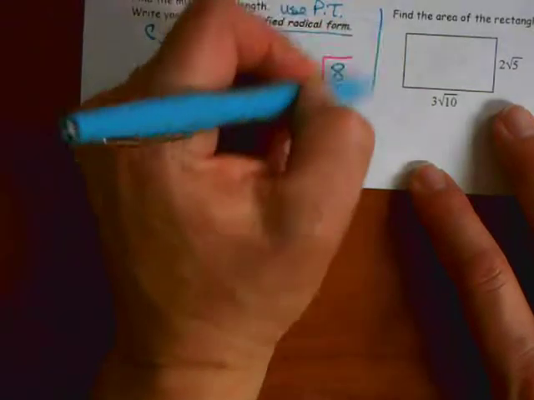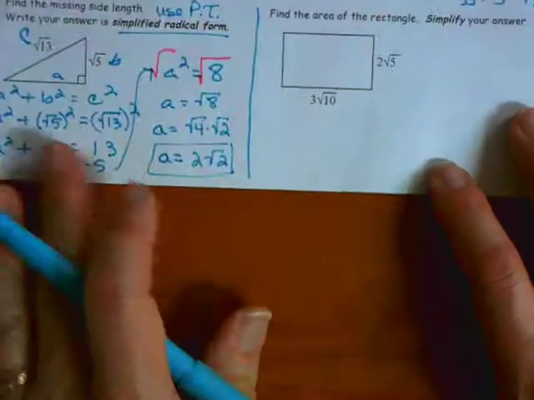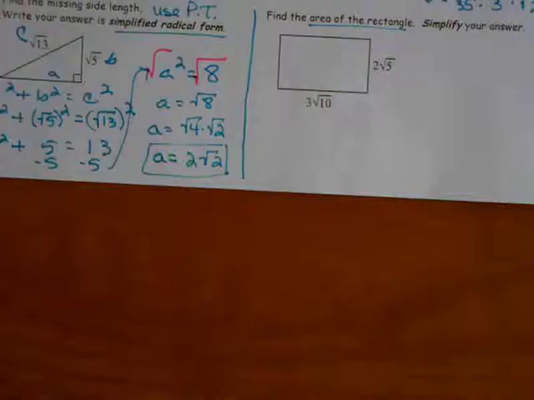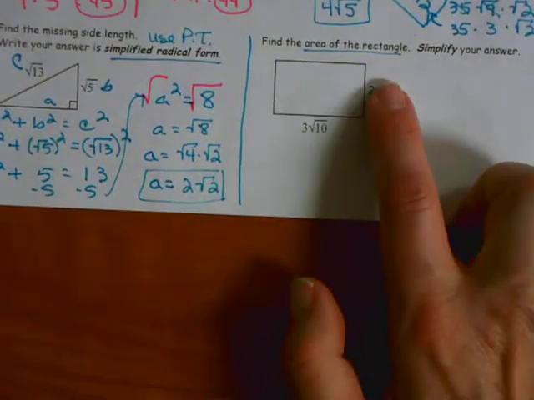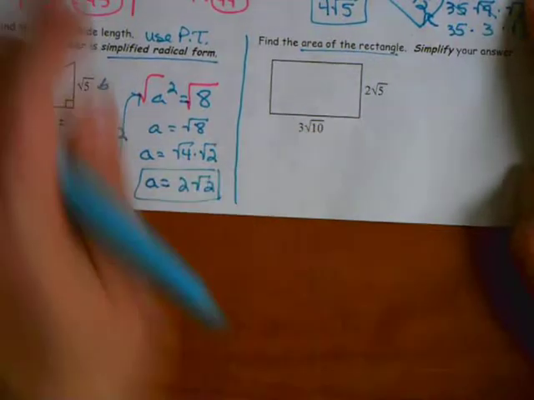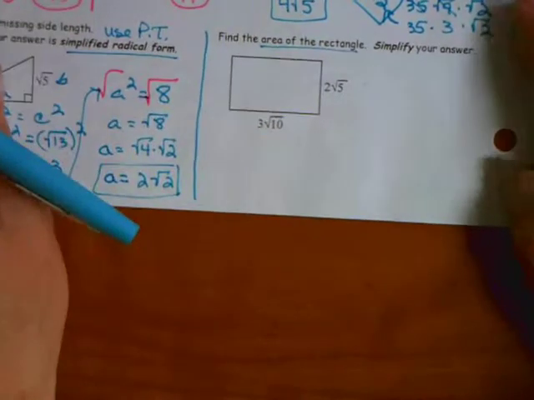No, we're going to do the last one. I know. All right, find the area of the rectangle. How do you find area of a rectangle? Base times height, or length times width, correct? So we really just have to multiply these two together and then simplify.